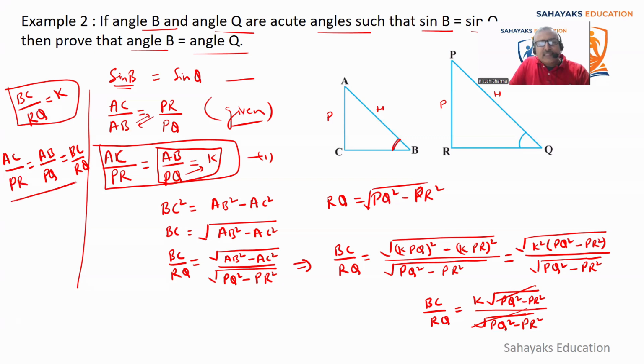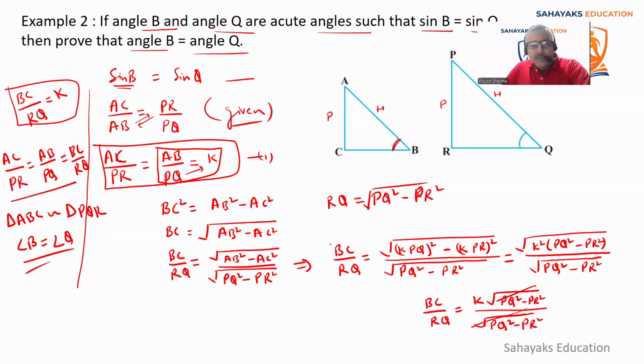So AC by PR is equal to AB by PQ is equal to BC by RQ. What does it signify? It signifies that triangle ABC is similar to triangle PQR. So if these triangles are similar, I can say that angle B is equal to angle Q. And that's the proof.